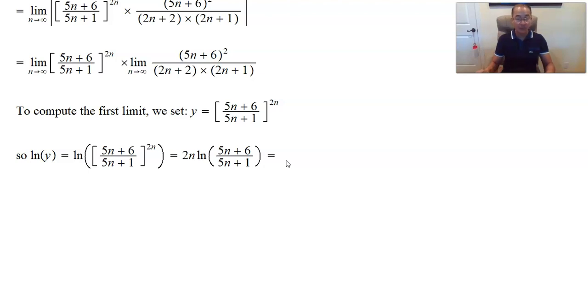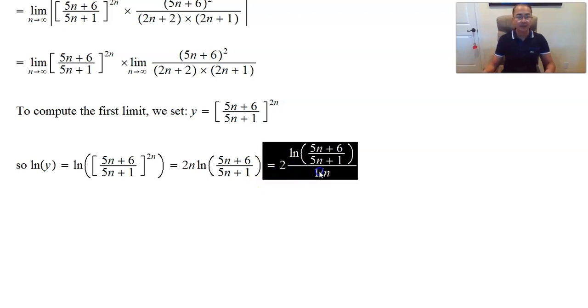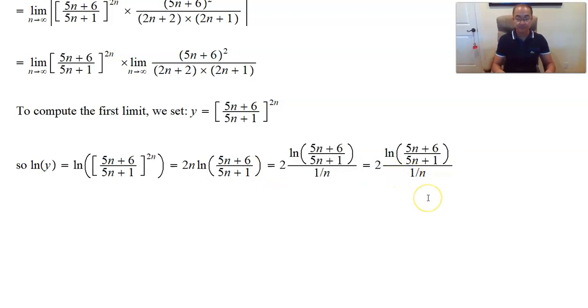And in order to have a form that allows us to use L'Hopital's rule, we have to convert it to a quotient. So we have ln in the numerator, and n flips down to the denominator as 1 over n. Or if you like, n to the minus 1. Okay, so this is now 0 over 0. So we can now apply L'Hopital's rule. By L'Hopital, the last quotient has limit.